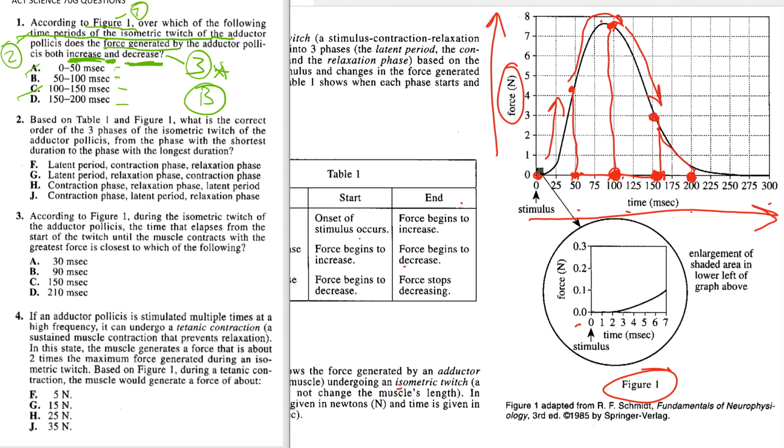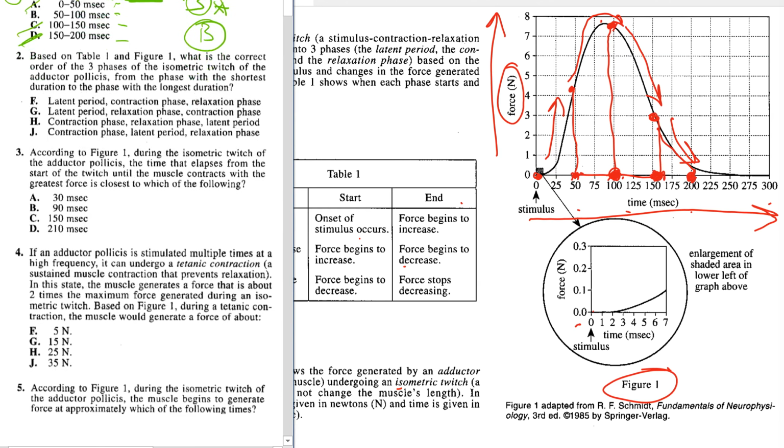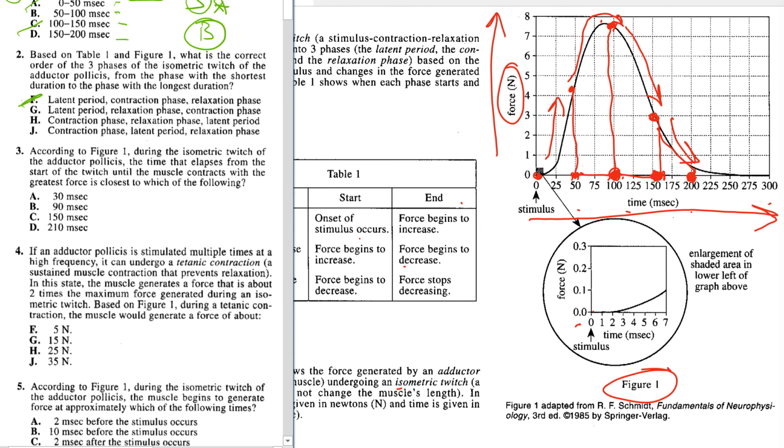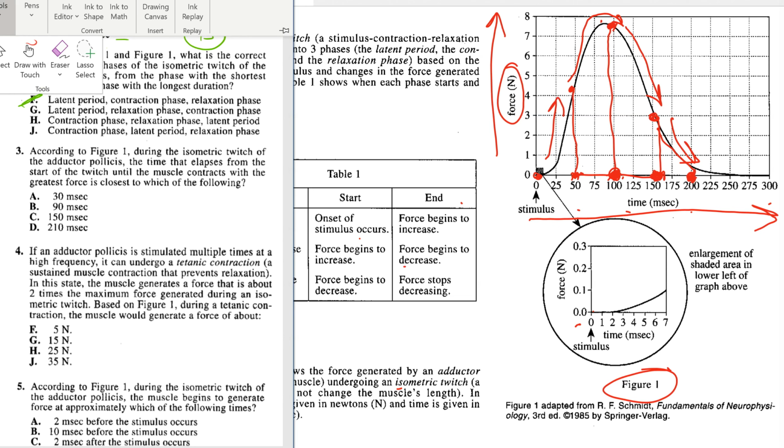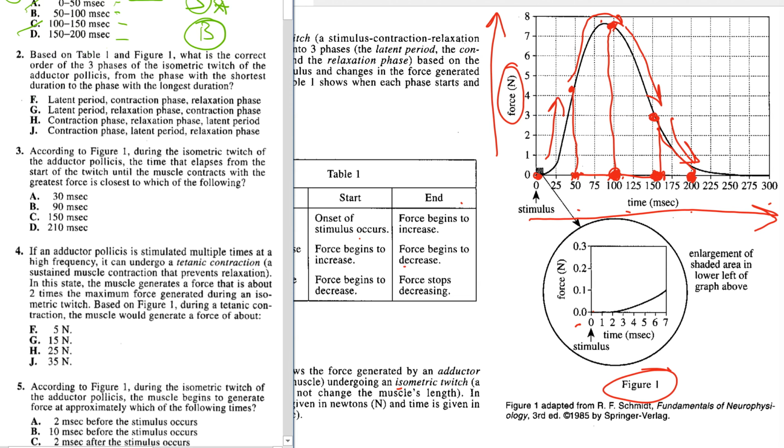And D, from 150 to 200. What's it doing? It is just decreasing. So there you go. Proof is in the pudding. It's B. Note to self, don't move it so quickly. Let me get rid of that, because it's messed up one of my answers.